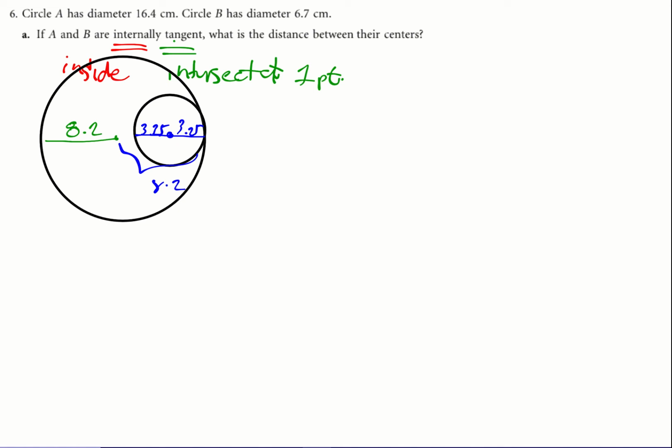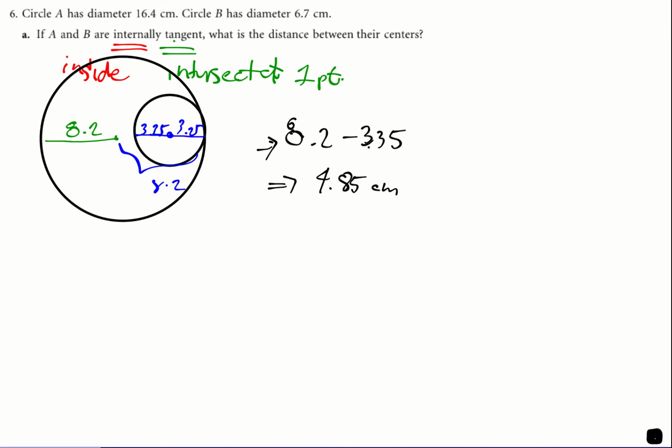So what we have to do is take the radius of the big circle and subtract the radius of the smaller circle, and whatever we have is what the distance between the two centers of the circles are. So we end up with 8.2 minus 3.35. Subtract those two, that means that the centers are 4.85 centimeters away from each other.